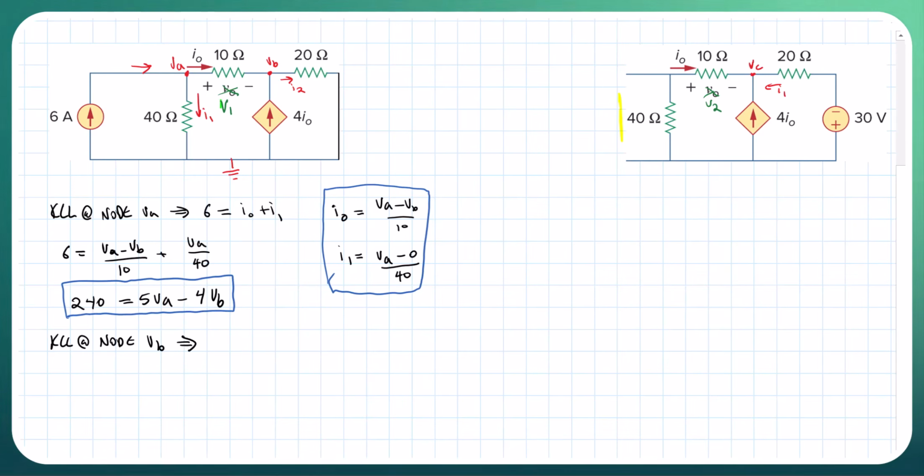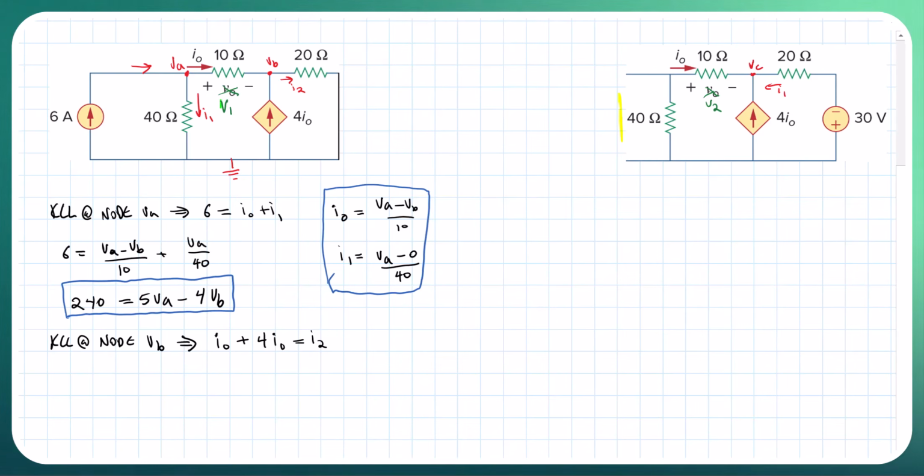And what's going into that? We have I naught going in plus 4 I naught, what's also going into VB, and what's going out is going to be I2. Okay, so we can now solve for this. We already know what I naught is, we defined it. It's VA minus VB over 10. Now we just need to know what I2 is.